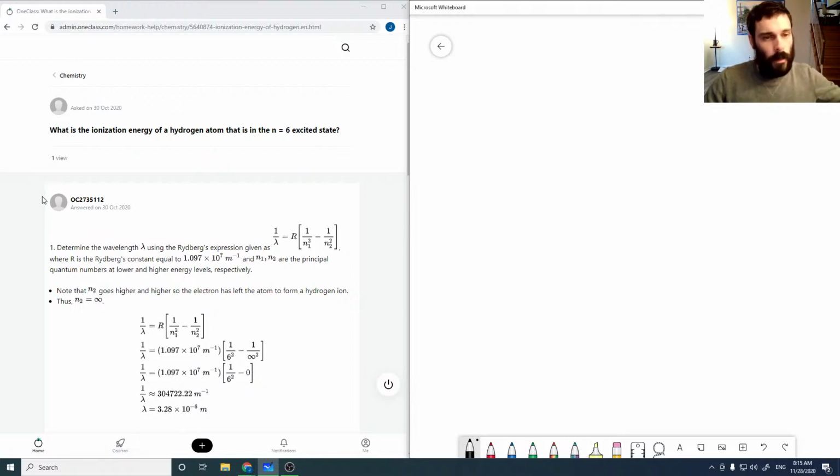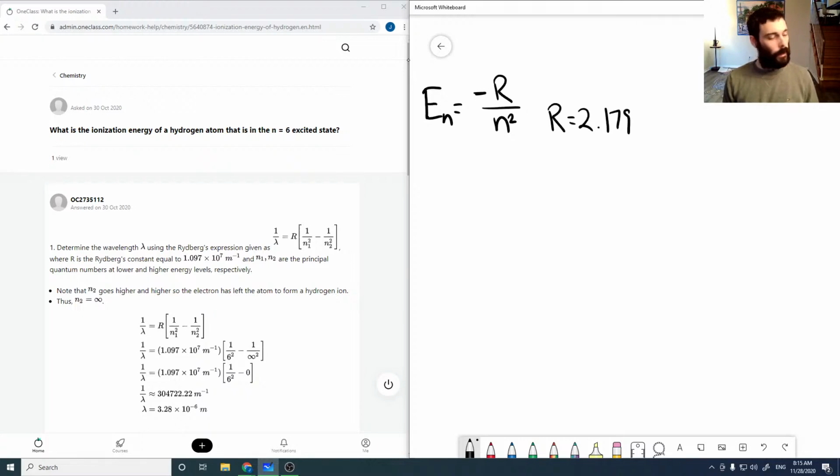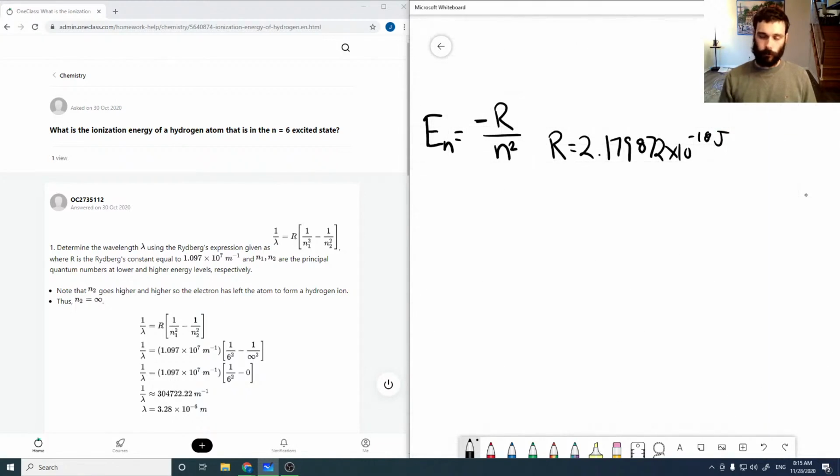Okay, so what is the ionization energy of a hydrogen atom that is in the n equals 6 state? So the energy for a hydrogen atom as a function of n is minus R over n squared, where R is our Rydberg constant, 2.179872 times 10 to the minus 18 joules.